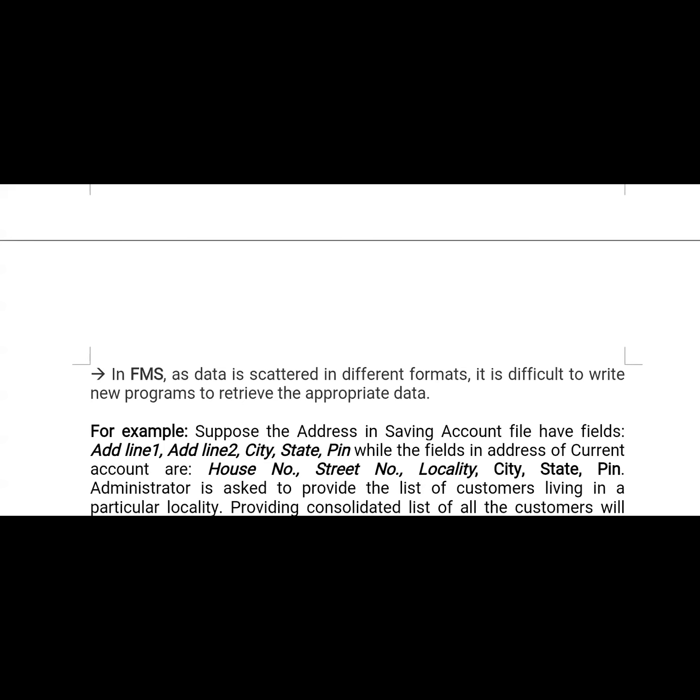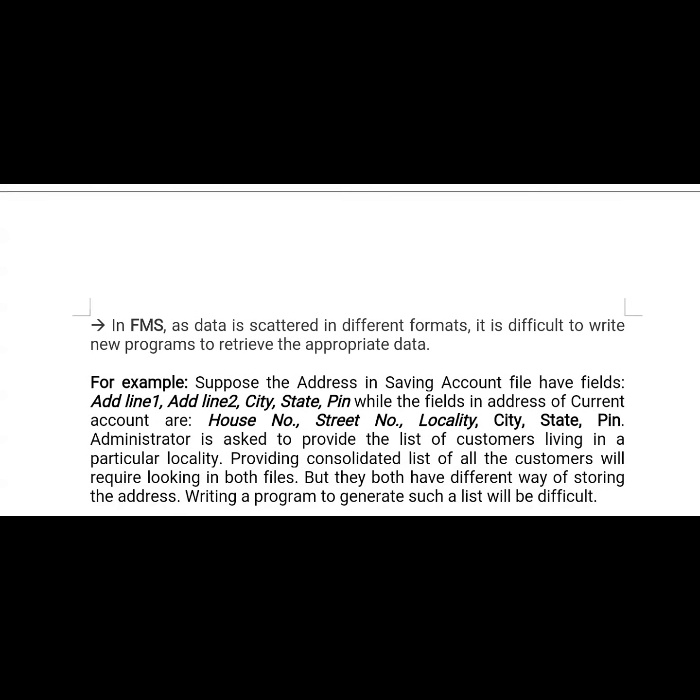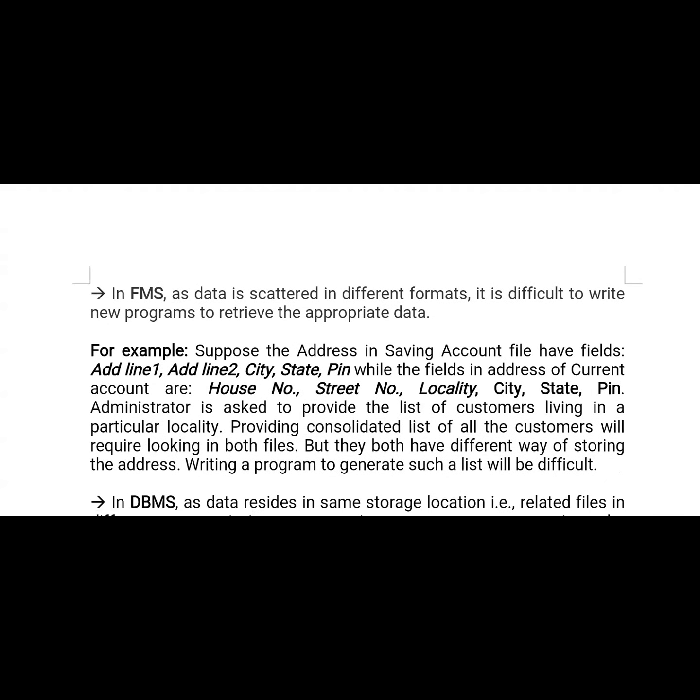Okay, it is difficult to write new programs to retrieve the appropriate data. That means at any time, these scattered files cannot be combined into a single data. So that is also one of the problems.